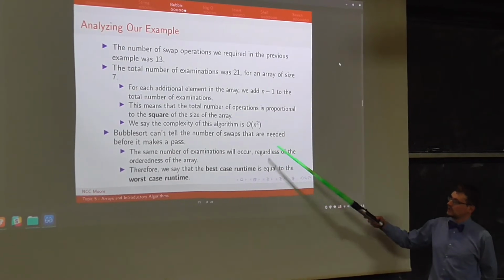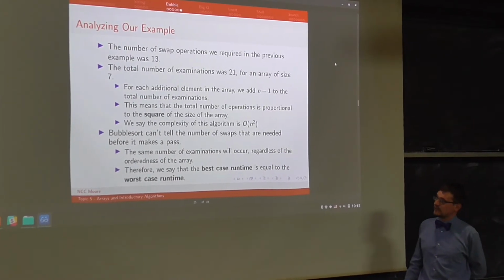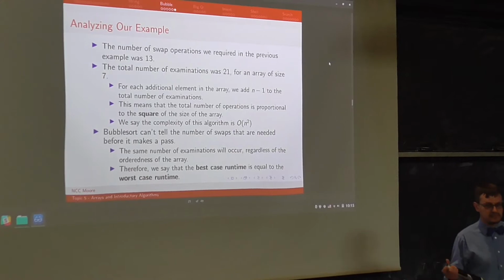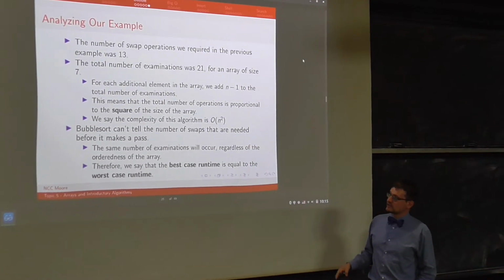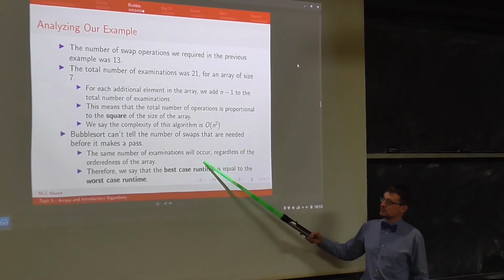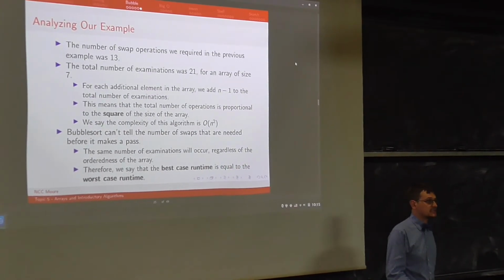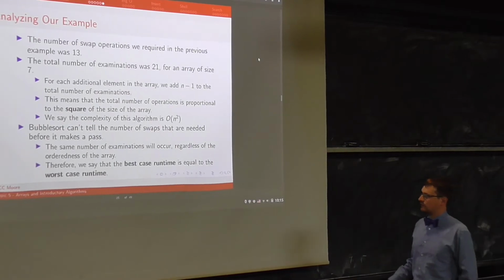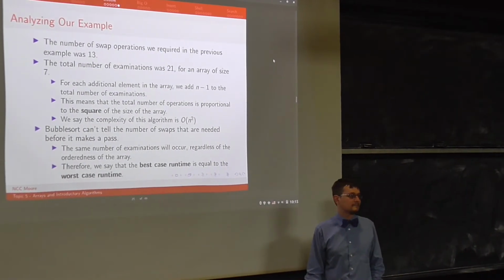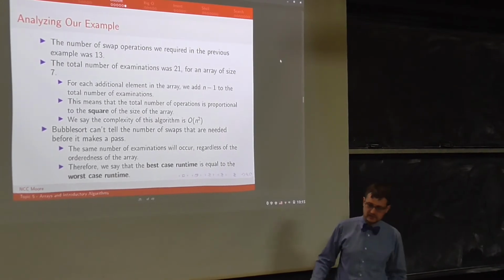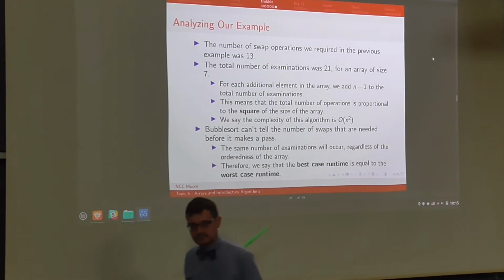So, bubble sort can't tell the number of swaps that are needed before it makes a pass. So it's not an adaptive algorithm. The same number of examinations will occur regardless of the orderedness of the array. Therefore, we say that the best case runtime is equal to the worst case runtime, or at least it's proportional to the worst case runtime. Make sense?